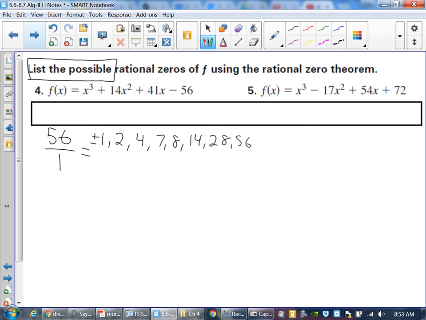Okay. So that's what it means to list out your possible zeros as you go through. It's nothing more than that.